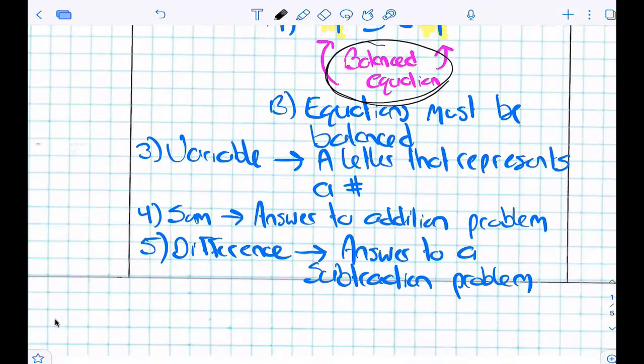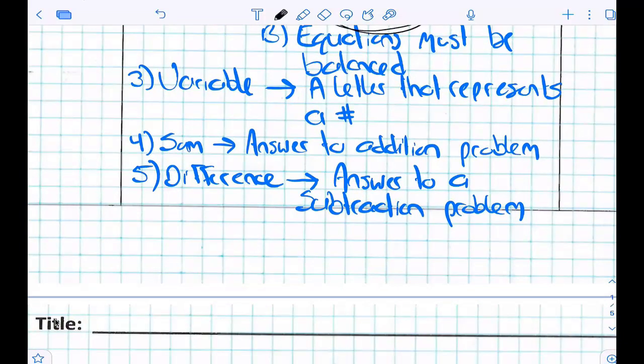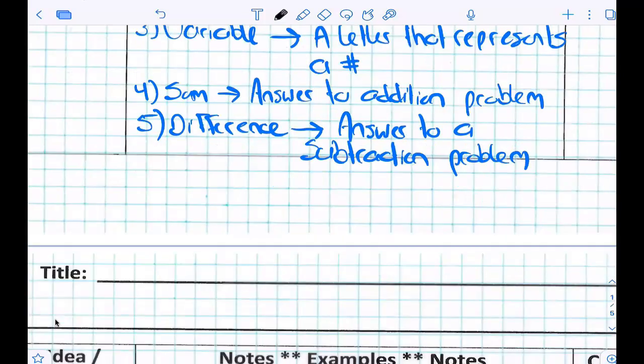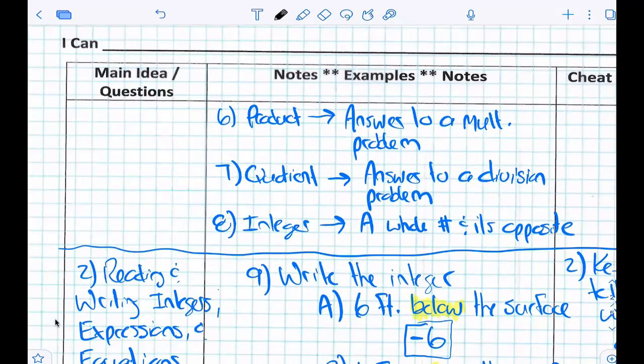Sum would be the answer to what kind of problem? Addition. Difference, answer to a subtraction problem. Product, answer to a multiplication problem. Quotient, answer to a division problem. An integer would be a whole number and its opposite. So what is the opposite integer for that number I just wrote? Negative 7.